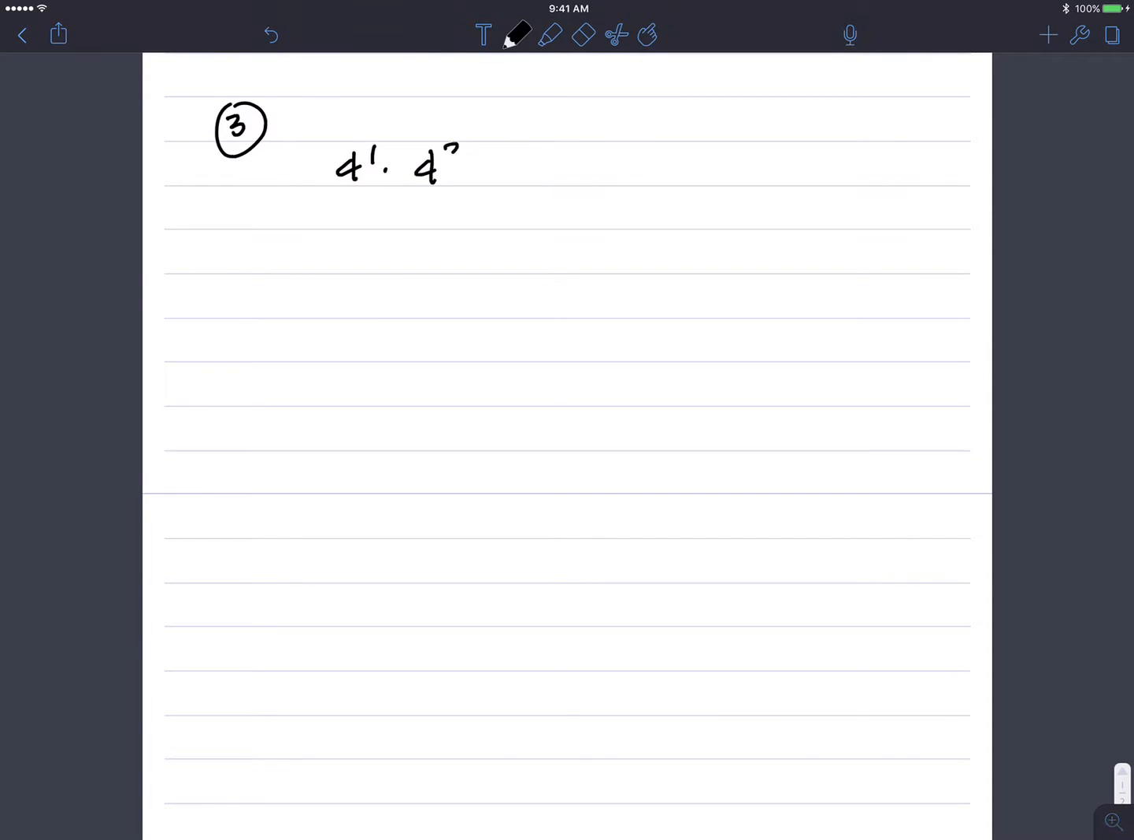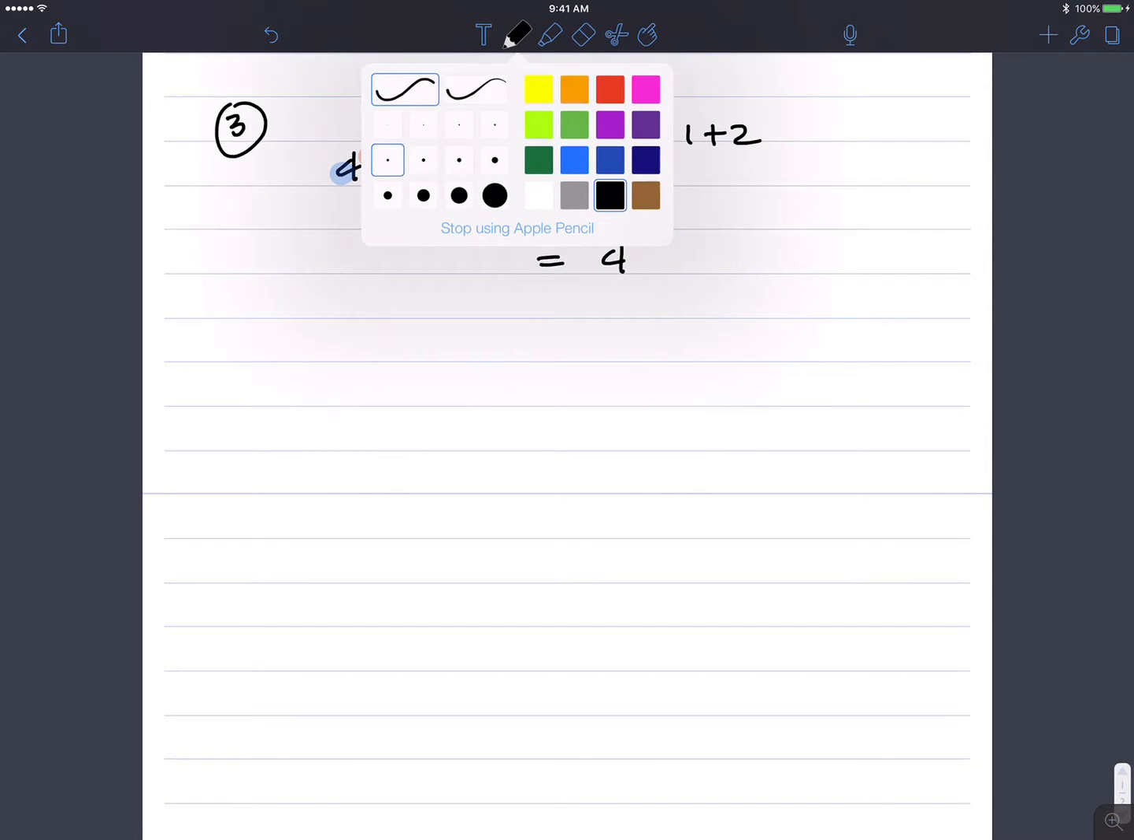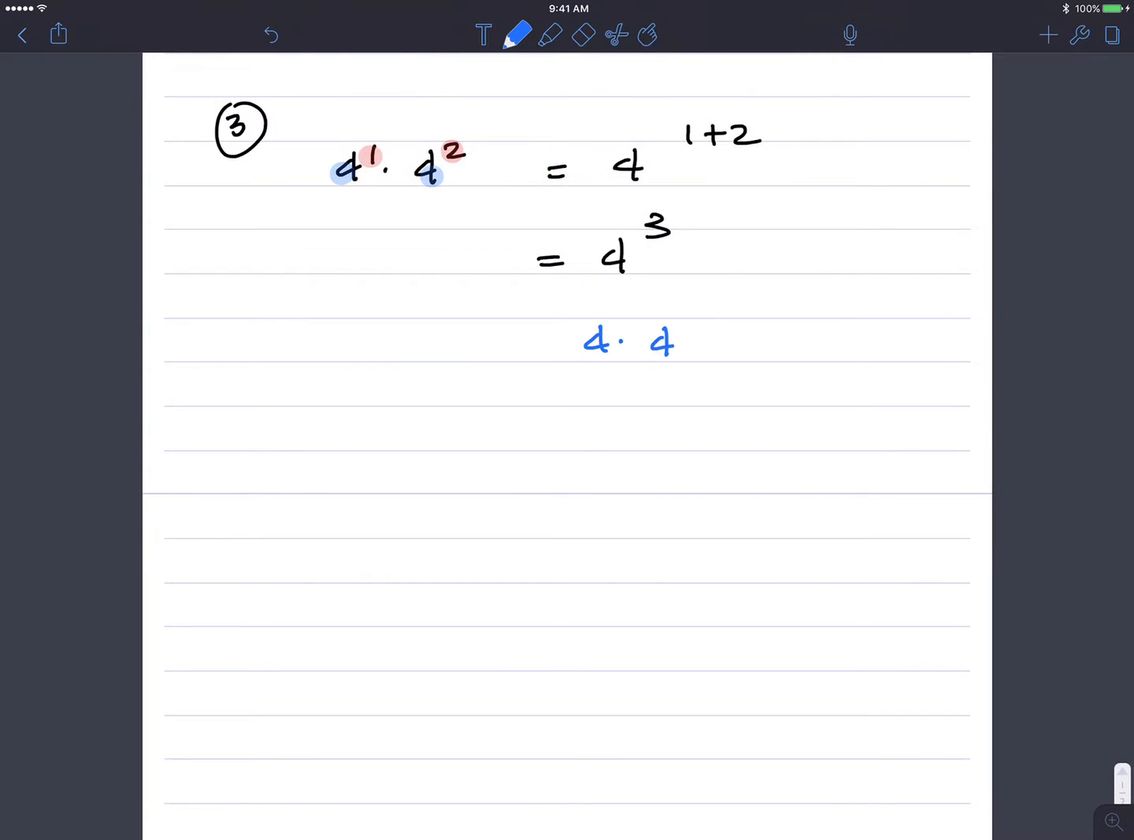4 to the first power times 4 to the second power. Notice we have the same base again. We're just going to add the 2 powers. We're going to keep that base of 4. So this will be 4 to the 1 plus 2, which is 4 to the 3 power, or the third power. Now again, that just simply means I have 3 of these 4's, and I'm going to repeat multiply. So 4 times 4 is 16, times another 4 gives me 64. This is number 3.